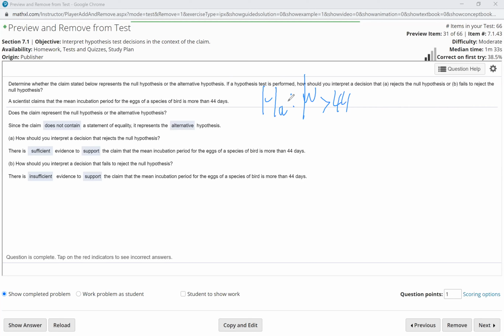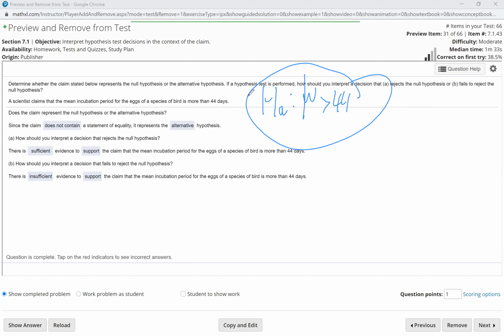By the way, on the test, guys, if you see HA or H1, it is the same thing. As I told you, some statisticians label it with A and others with number 1. That is both referred to the alternative hypothesis. So does the claim represent the null or the alternative? Well, it represents the alternative hypothesis right here.